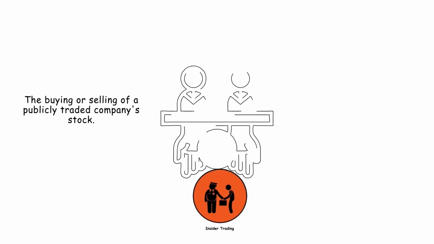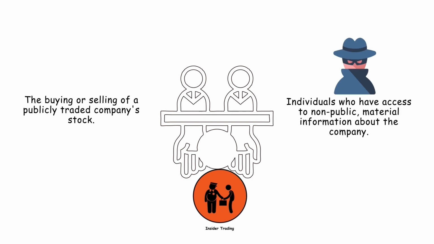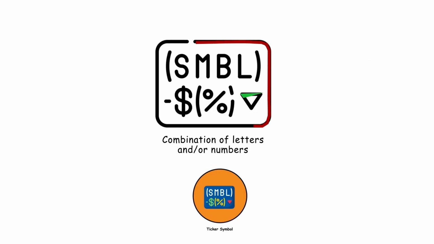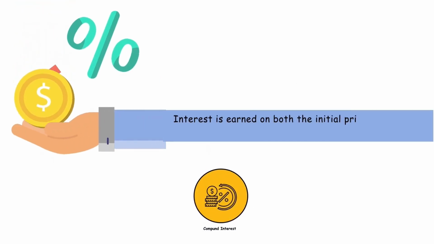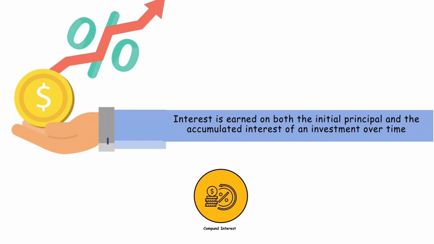Insider trading. This refers to the buying or selling of a publicly traded company's stock by individuals who have access to non-public, material information about the company. Ticker symbol. A unique combination of letters and/or numbers used to identify a particular publicly traded company's stock or security on a stock exchange. Compound interest. The process by which interest is earned on both the initial principal and the accumulated interest of an investment over time.